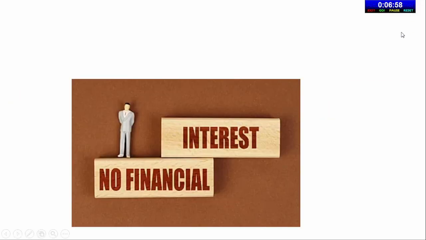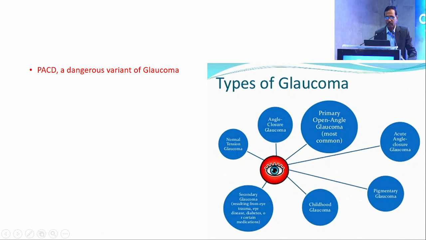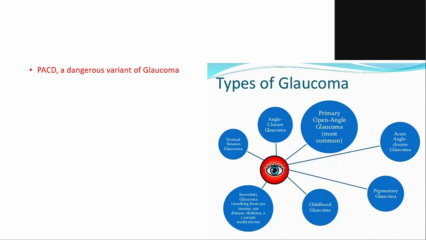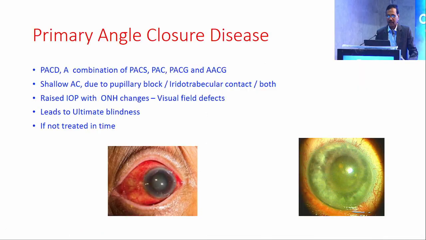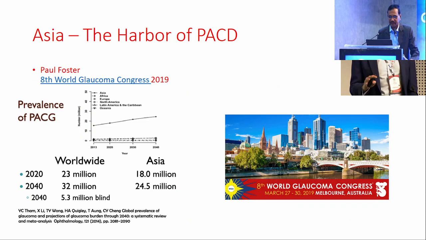No financial interest. So PACD is a dangerous variant of glaucoma. Primary angle closure disease includes primary angle closure suspect, primary angle closure and primary angle closure glaucoma, along with acute angle closure glaucoma. These clinical findings are shallow AC with raised IOP because of pupillary block or iridotrabecular contact, which leads to ultimate blindness if not treated in time.